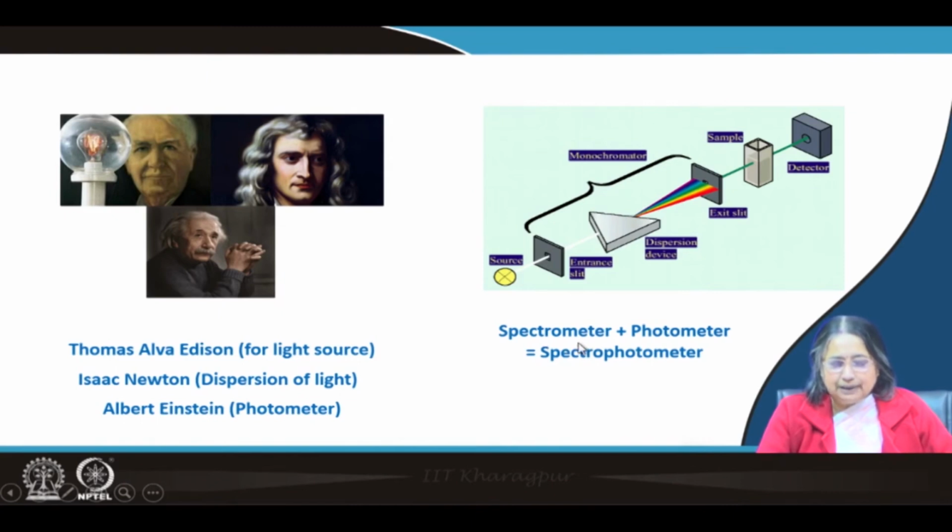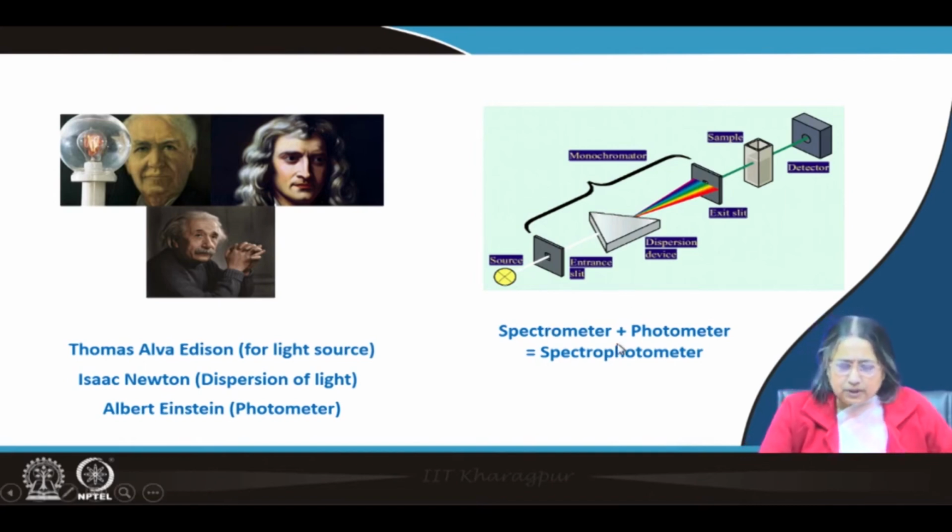What is a spectrophotometer? It is basically a spectrometer plus a photometer. In the spectrometer, the first thing is the light. Light is like a leg, like a man cannot walk without a leg. So, the bulb is the source of light, and here for visible light a tungsten bulb is used, and for the UV source a hydrogen discharge or deuterium lamp is used.